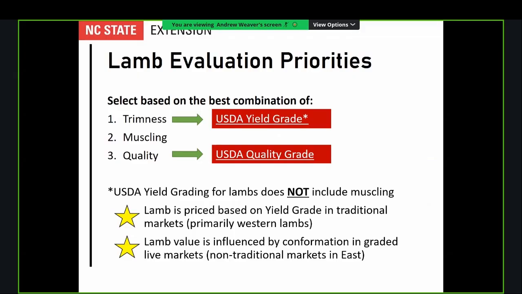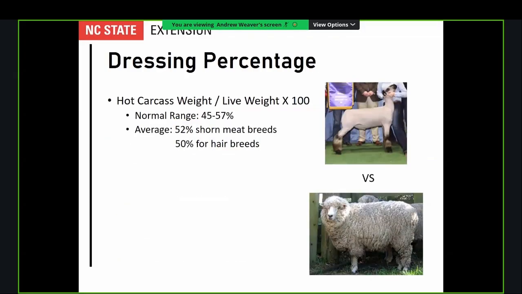And we're just kind of hoping those lambs then produce good carcasses as a result of that, and are sorted and valued accordingly. But we're not actually taking USDA yield or quality grades on those non-traditional lambs. So dressing percentage is one of the first metrics that we typically look at when evaluating carcass yield relative to live weight.